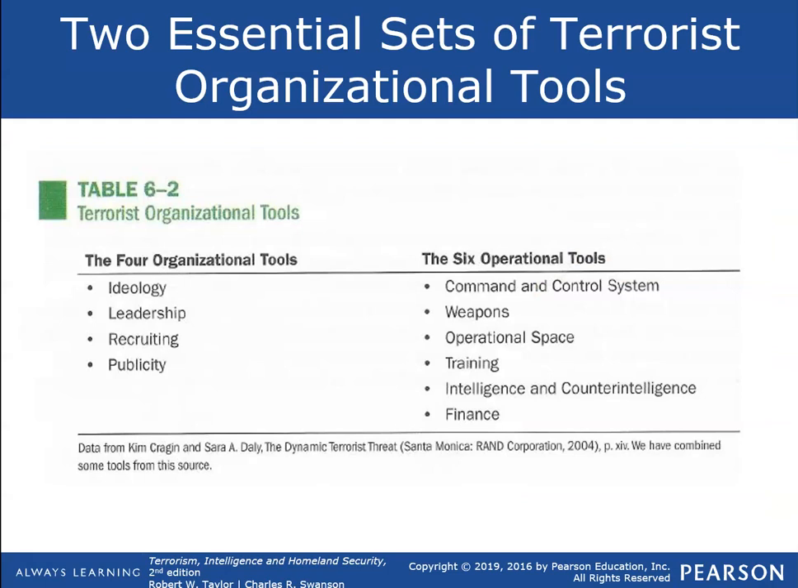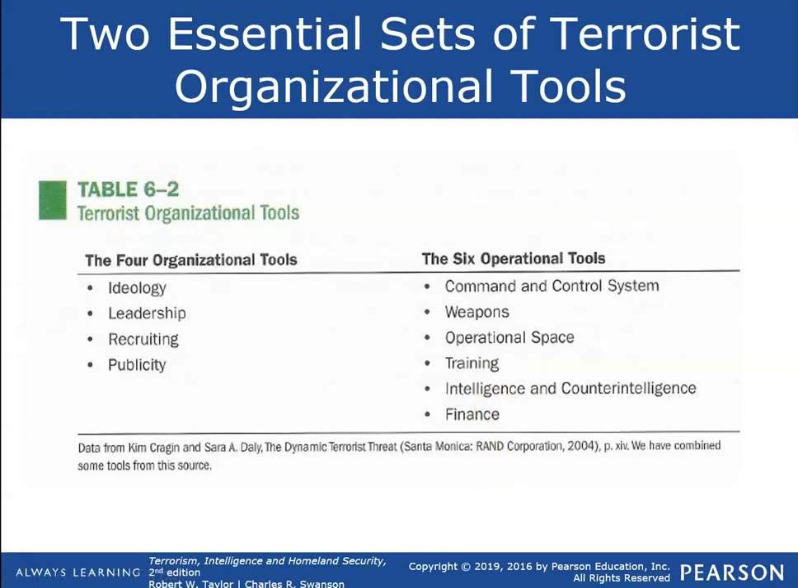Well, here we are. So here's kind of what it looks like. Again, this is data from Cragen and also Daly, and they took these terrorist organizational tools, and these 4, ideology, leadership, recruiting, publicity, are organizational tools. And then these 6 are operational tools. And that would be command and control, weapons, operational space, training, intel and counterintelligence, and finance.